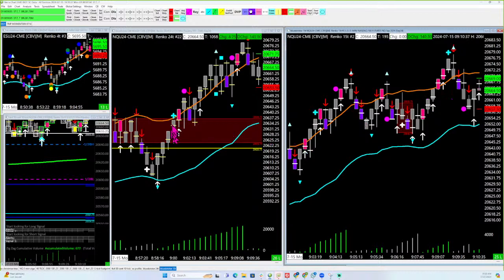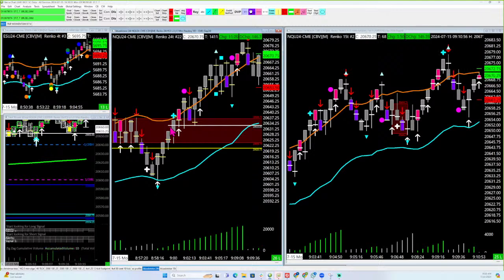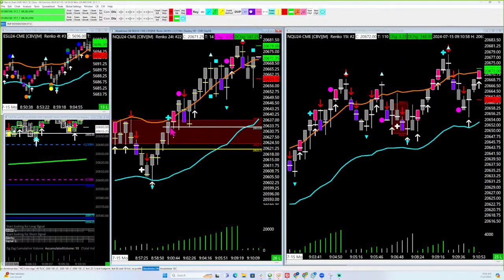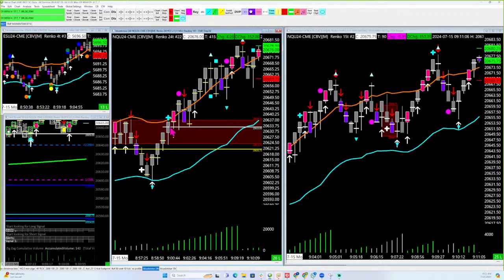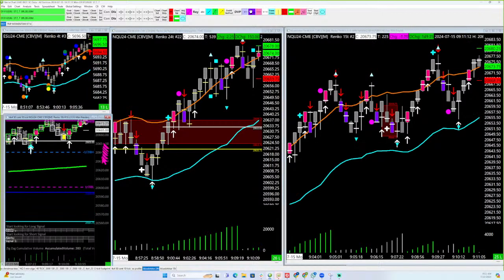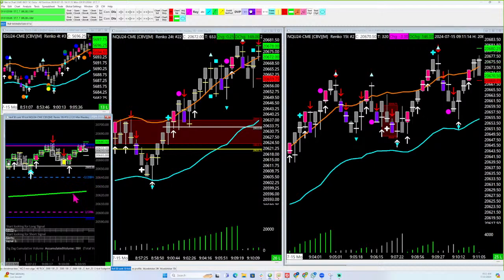For a truly larger break, you have to get below this point. Let's plus sign that. 33. Holding that 200 period moving average very nicely.